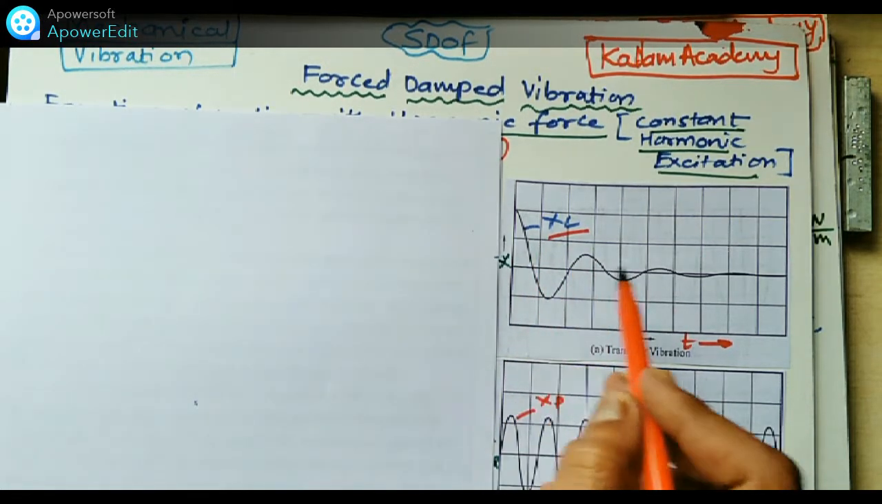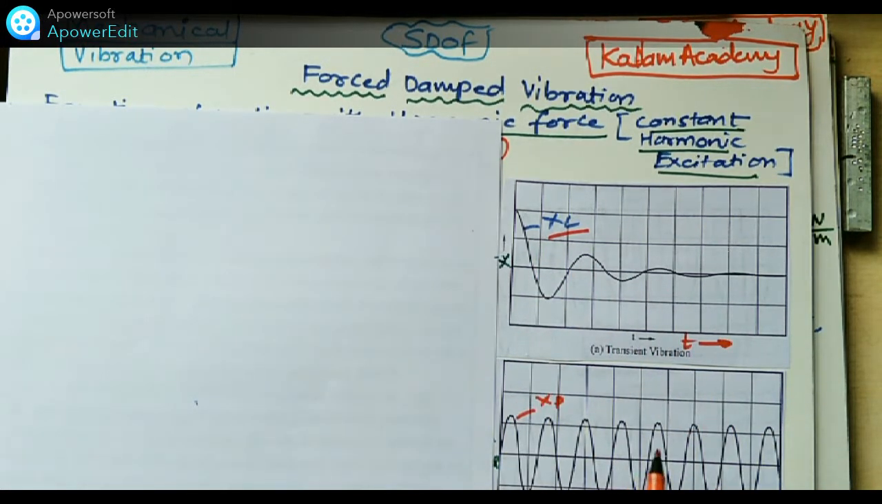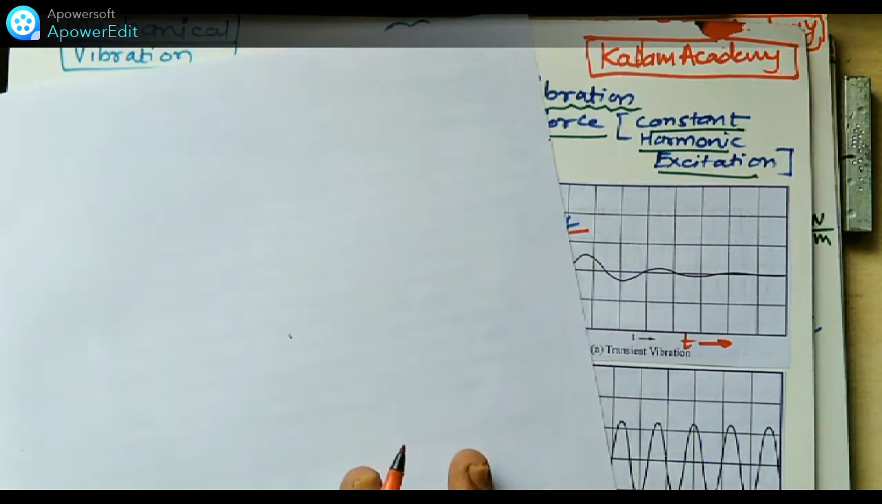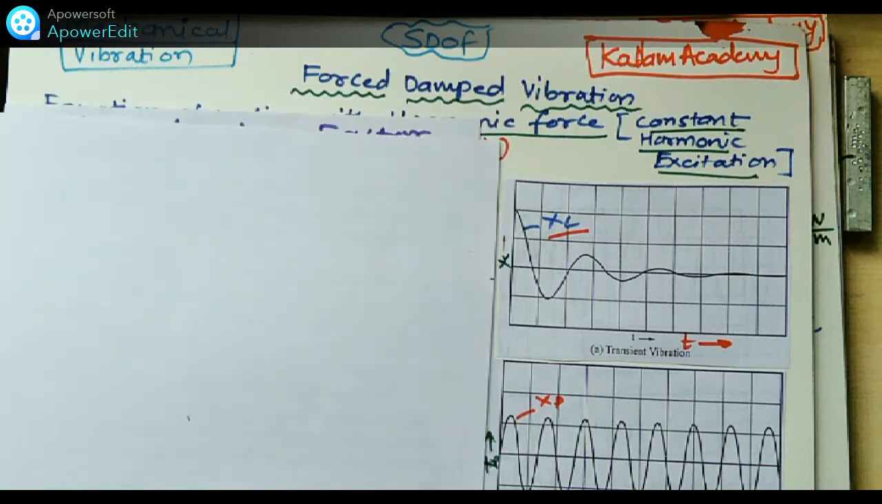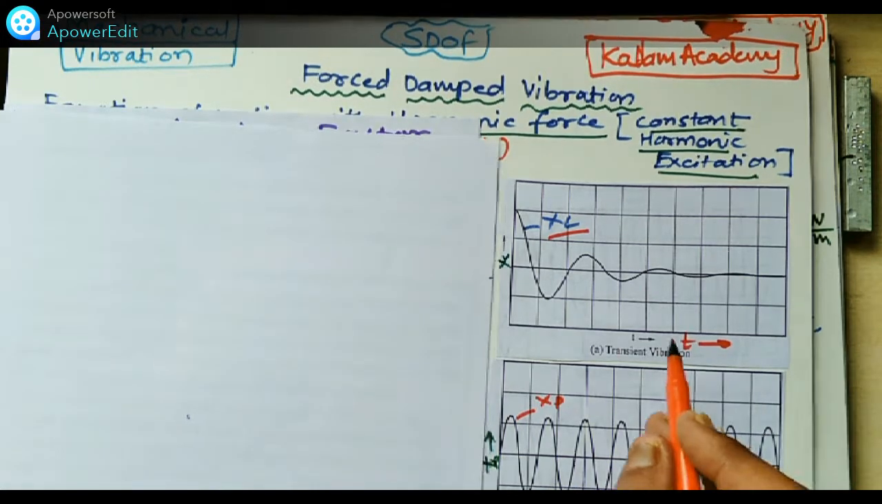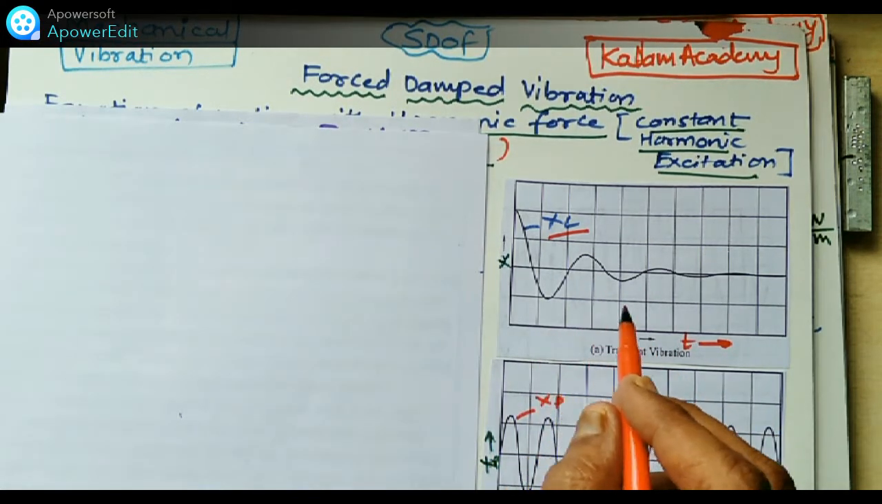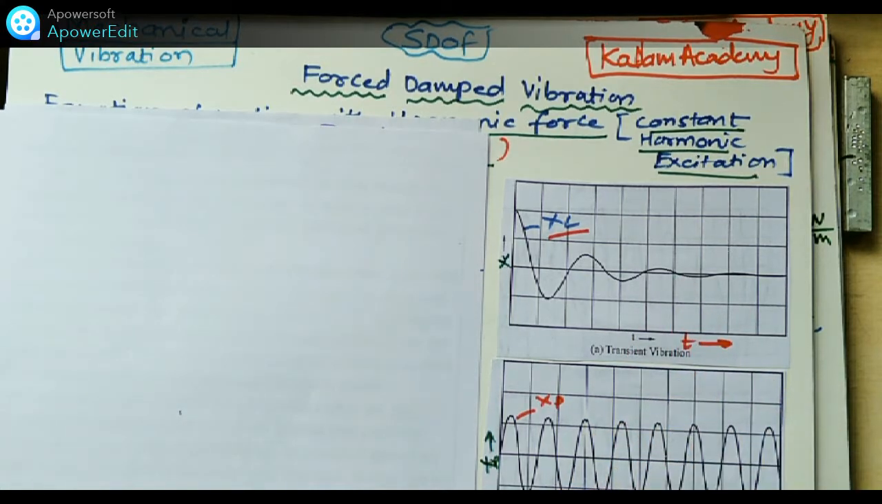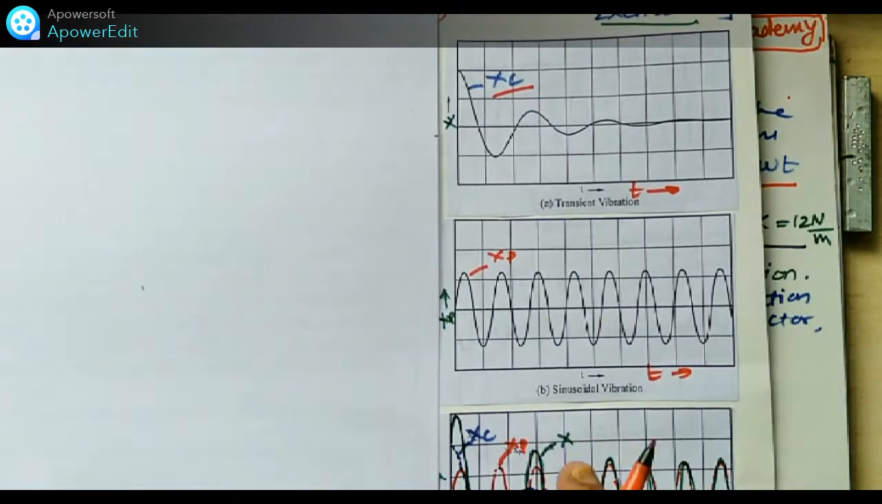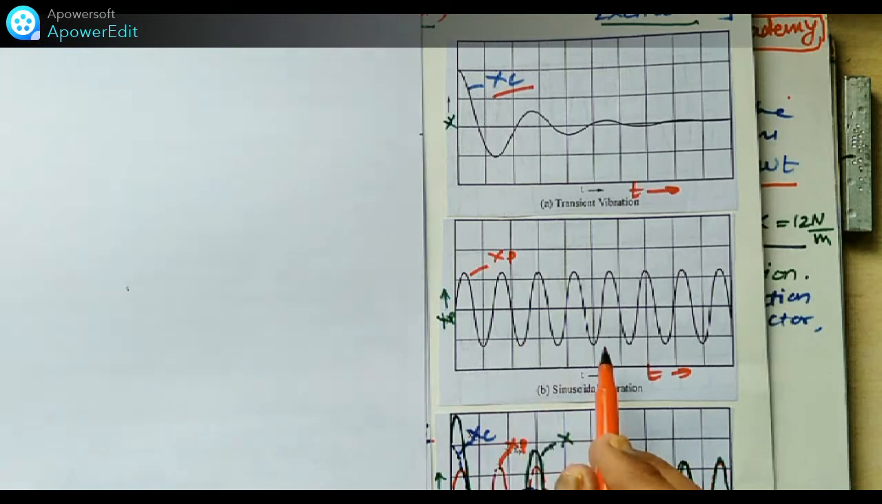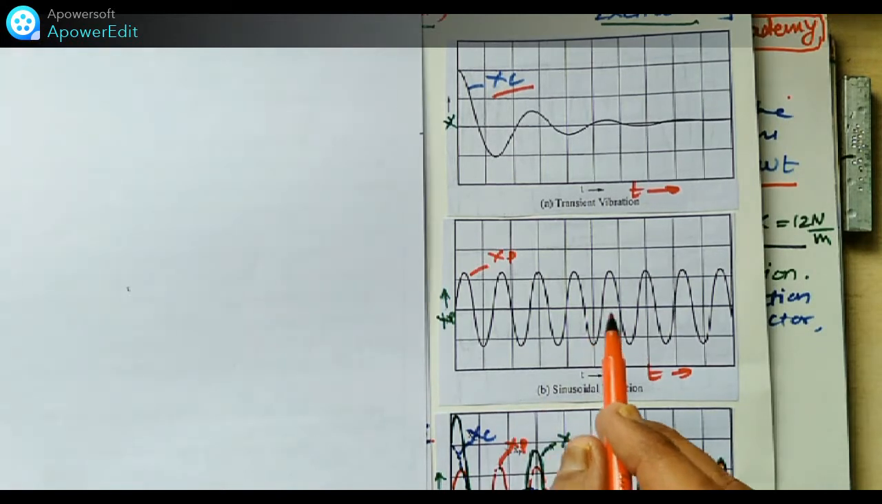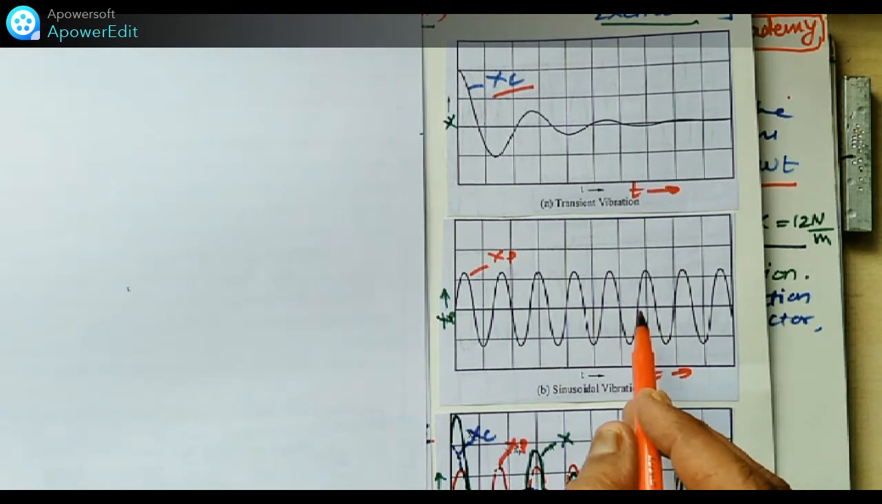So it's a transient vibration. The transient vibration takes place at the damped frequency of the system. The next part is steady state vibration. In this second part, what will happen? It's the solution for the particular integral. The solution is to be seen in sinusoidal vibration, or steady state vibration.